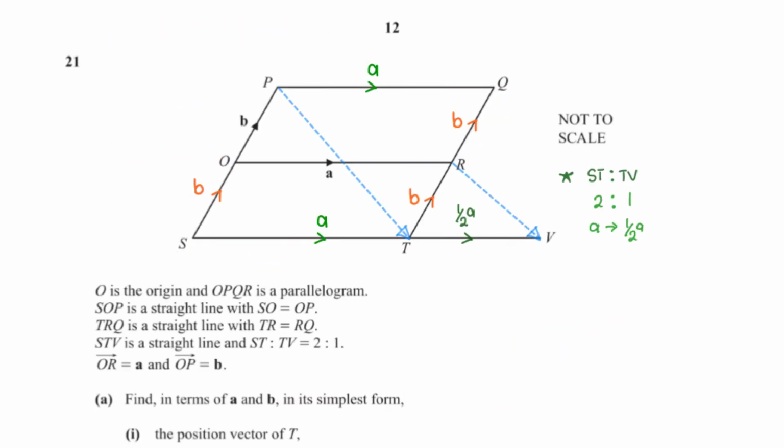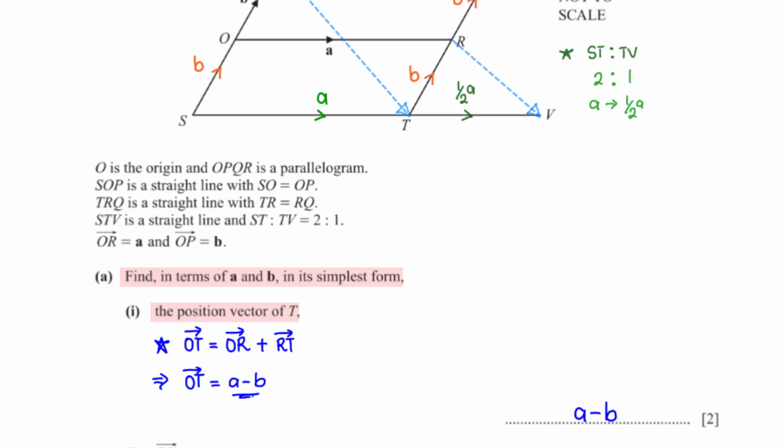O is the origin and OPQR is a parallelogram. SOP is a straight line with SO equals OP. TRQ is a straight line with TR equals RQ. STV is a straight line and ST to TV equals 2:1. OR is A and OP is B. Find, in terms of A and B in its simplest form, the position vector of T.